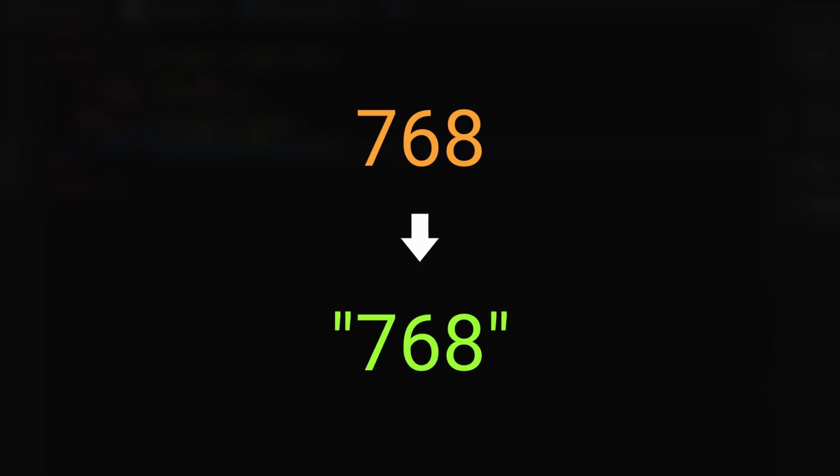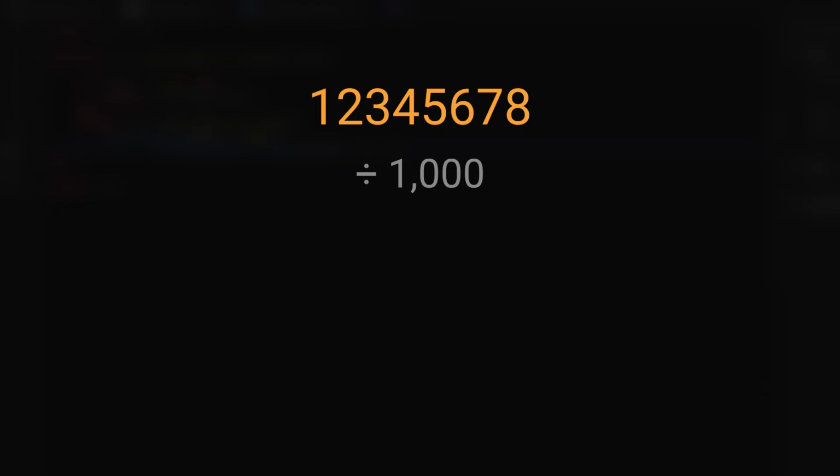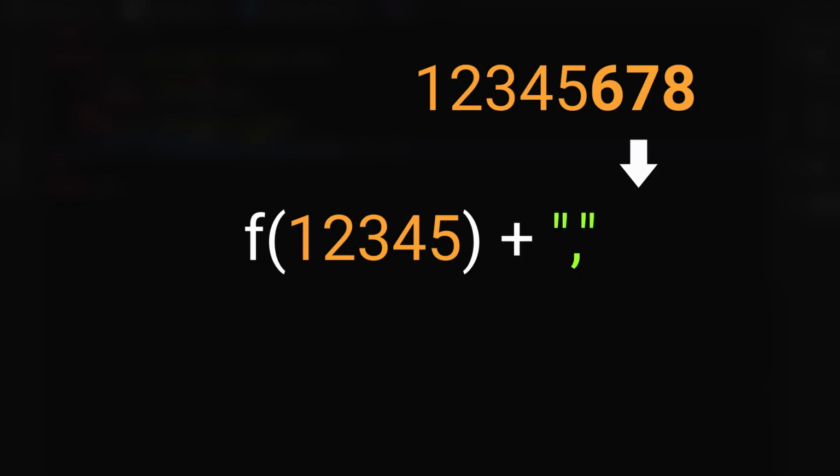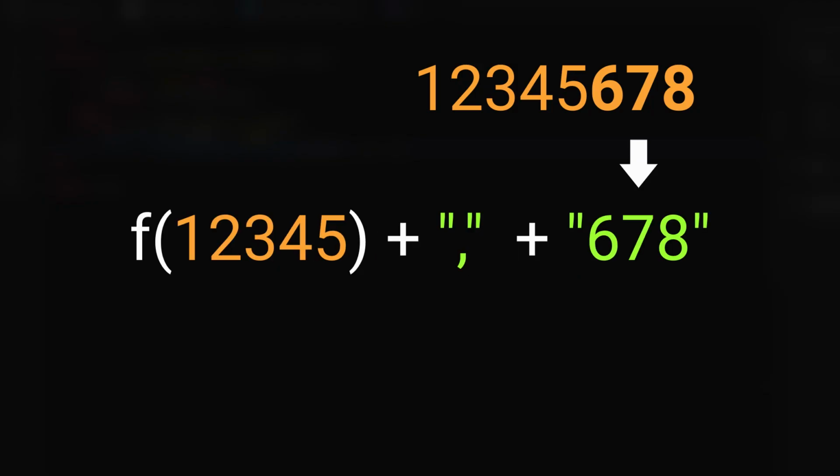Let's visualize this function. First we'll input a number less than 1000. It will just return that number. Now let's try something larger. If we divide by 1000, we get 12,345.678. Then we round it down to get 12,345. So we'll pass that to the function, and right after that we'll have a comma and the last 3 digits of the original number, which is 678.